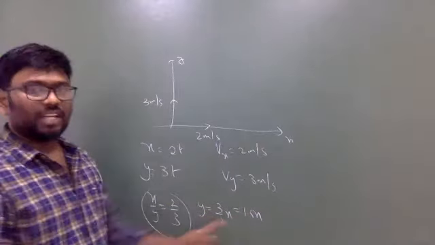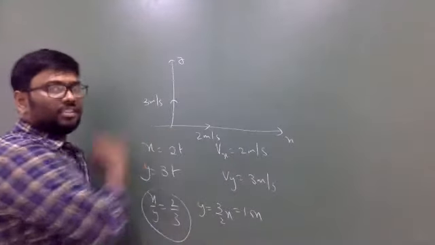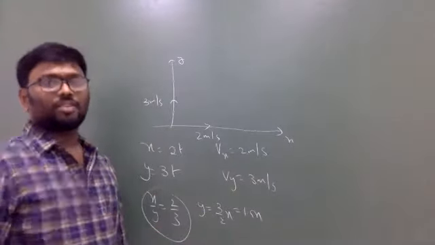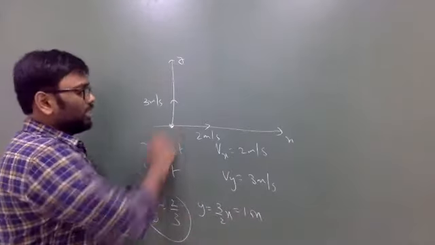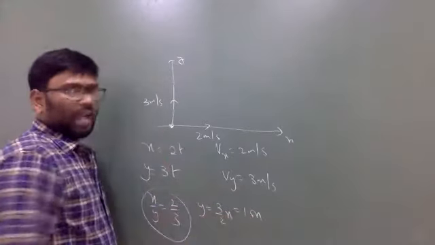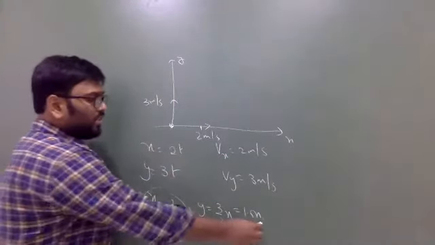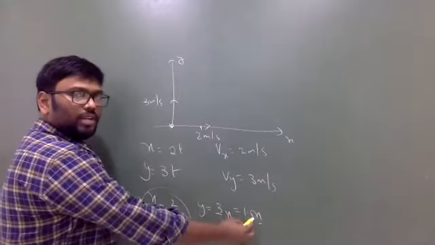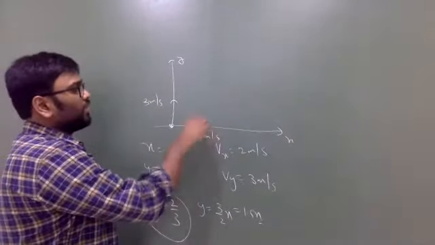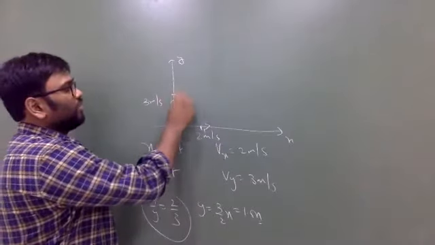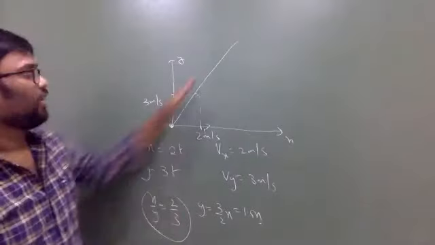This is the equation y is equal to mx. If you remember, y is equal to mx is the equation of a straight line passing through the origin. How do you know it is passing through the origin? When x is equal to 0, y is equal to 0. When x is equal to 1, y is equal to 1.5 into 1, which is 1.5. So this is the point. So this is a straight line, and the particle is going along this line.